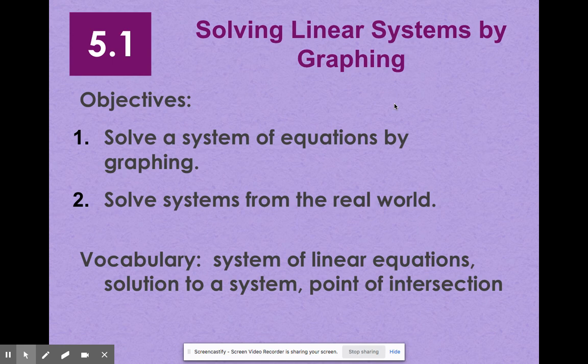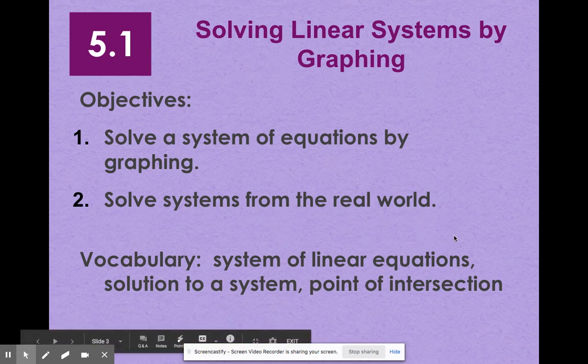Our objective today is to solve systems of equations by graphing, and solve systems from the real world, and then our vocabulary, of course: systems of linear equations, solutions to a system, and point of intersection. So let's build on this.